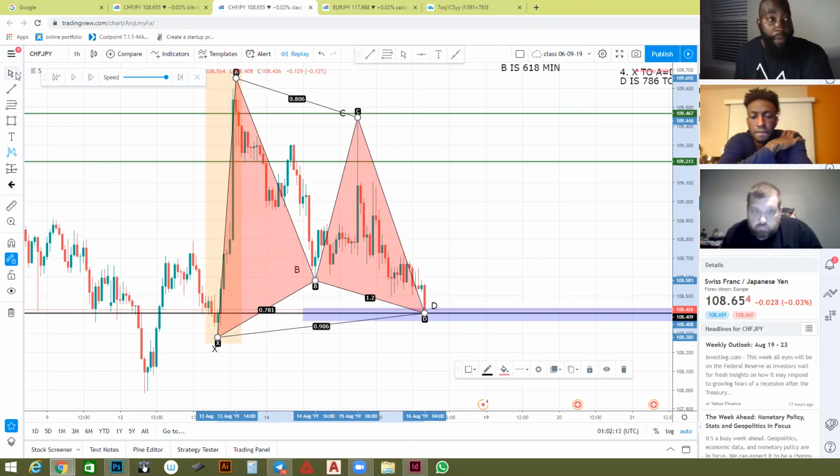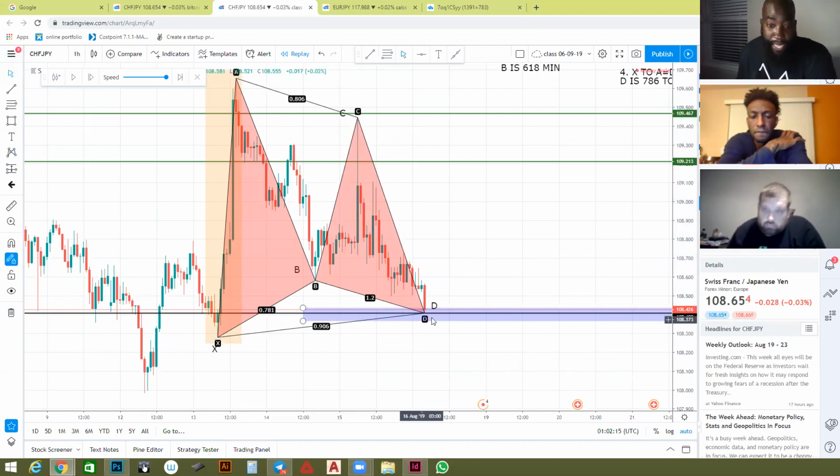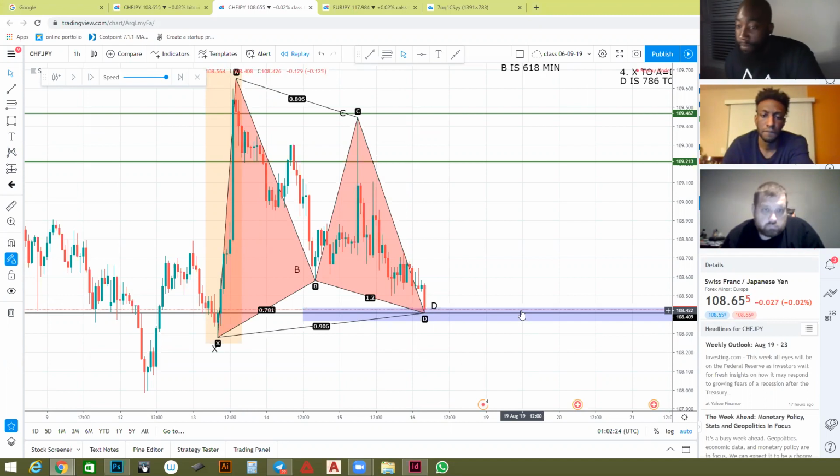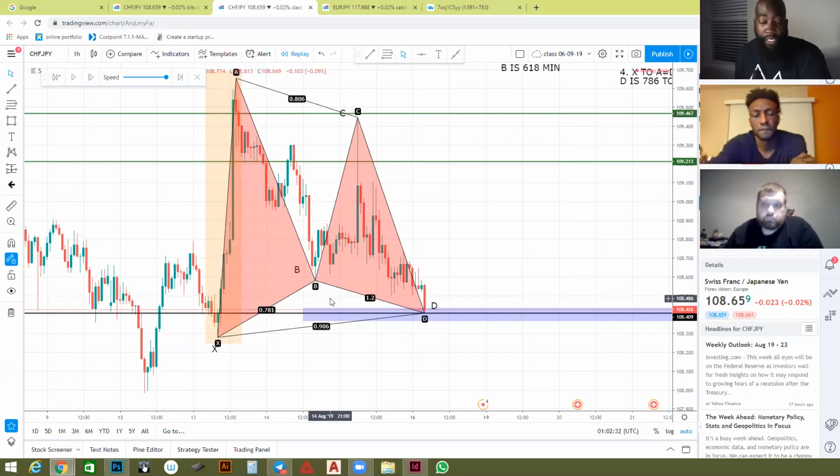Now, the reason why I draw my entry on D at this line is because I know that this is a daily level. So even if price wicks past it like this, it's still fine. This is still all in my zone. When it's stacked up, the first one is X to A, which is my same first fib. Then the second one that was stacked up was B to C.